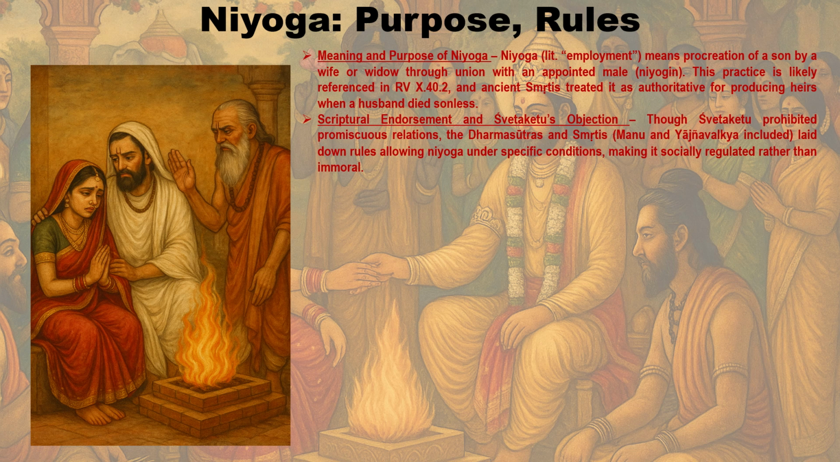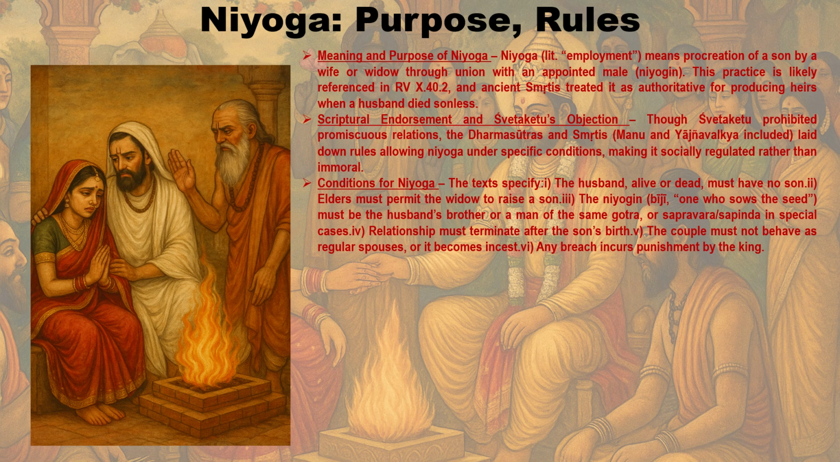Though Svetaketu prohibited promiscuous relations, the Dharmashastras and Smritis laid down rules for niyoga under specific conditions, making it socially regulated rather than immoral. The texts specify the husband, alive or dead, must have no son. Elders must permit the widow to raise a son.